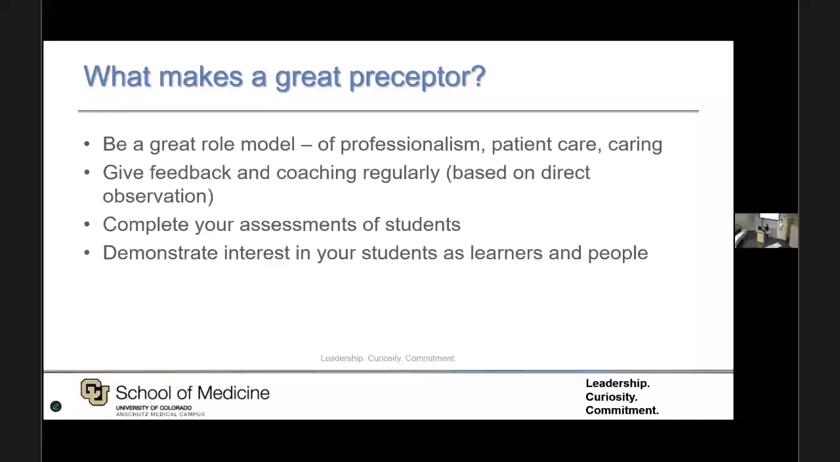Assessments from preceptors are absolutely essential to making sure that our students are progressing appropriately and making sure we can assign grades appropriately at the end of the year. So accurate, high value, timely assessments of the students are huge. And Dr. Adams is about to give you a bunch of specifics about how to do that. And then get to know your students as learners and people. A lot of the value of this comes from the relationships that are built between students and preceptors. And so investment in that space is going to pay off over the course of the year.